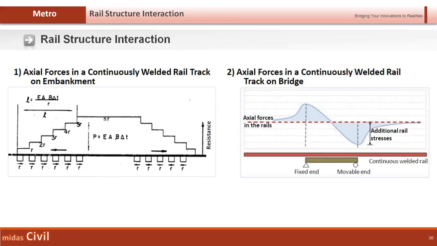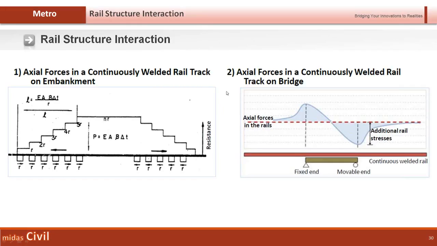So the rail structure interaction for deck and embankment usually occurs in such a way. For embankments you will find that the axial load coming will be AE by L into displacement, that is AE by L into alpha into delta T, where delta T is the change in temperature. When the elastic stiffness is there, the connections provide some stiffness. According to those stiffnesses, there will be a step graph for axial forces according to the number of resistances provided. Whereas for a continuous welded rail on a bridge, on a deck, now what happens on a deck?